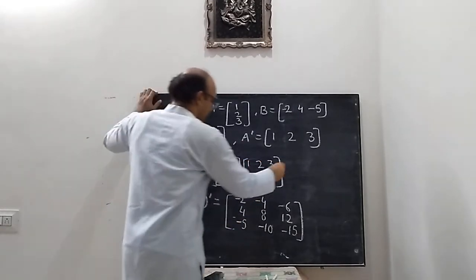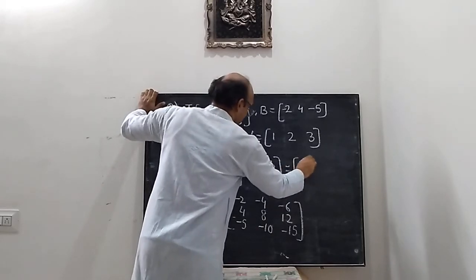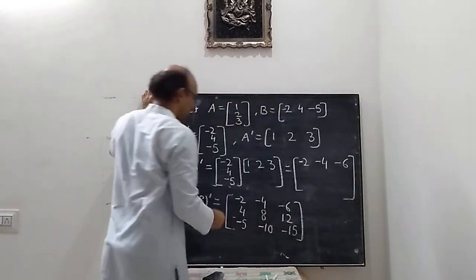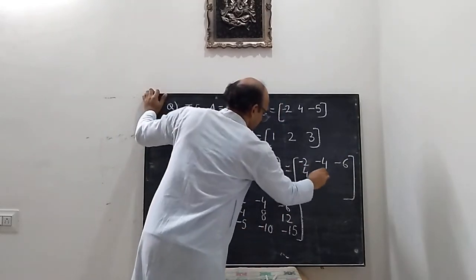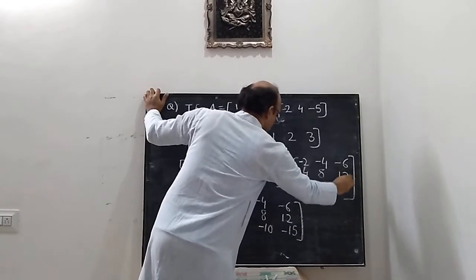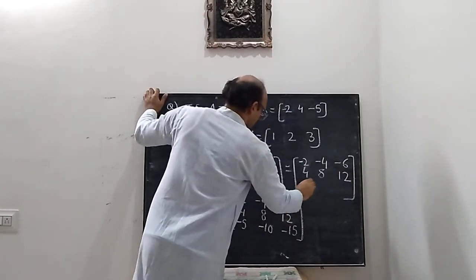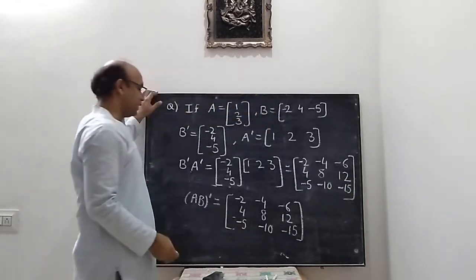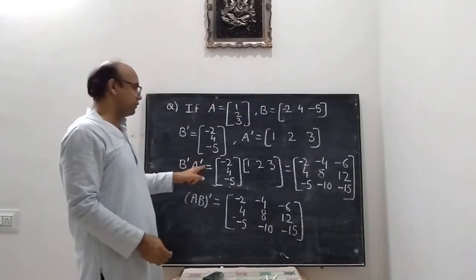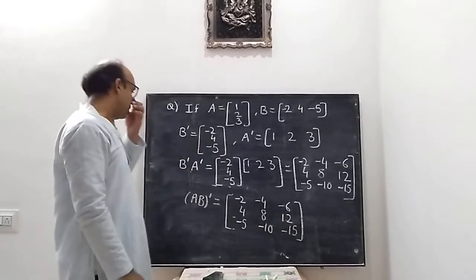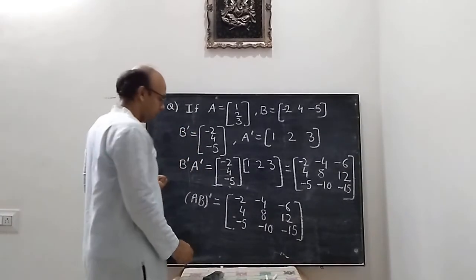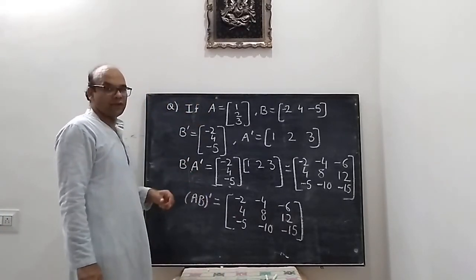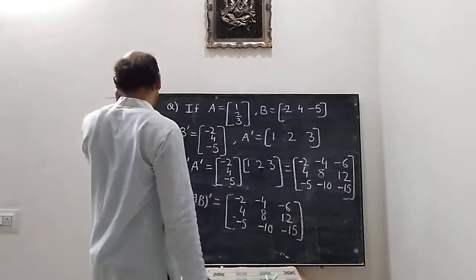If you multiply, what we get is minus 2, minus 4, minus 6. If you multiply by 4, this is 8, this is 12, minus 5, minus 10 and minus 15. And we can see that (AB)^T is the same as B^T A^T, and this is how we verify that (AB)^T is B^T A^T, and hence the reversal law is true.